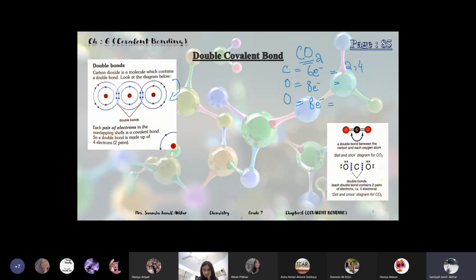I said that in carbon dioxide, there is one carbon and two oxygens. Two oxygen atoms. So carbon has 6 electrons. Its configuration will be 2, 4. Oxygen has 8 electrons. So its configuration will be 2, 6.